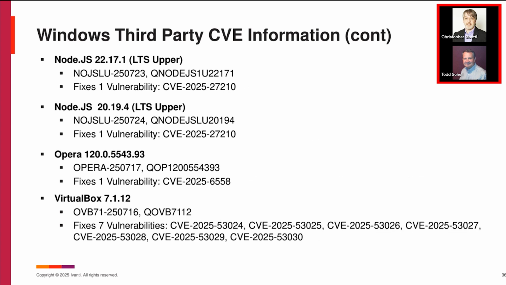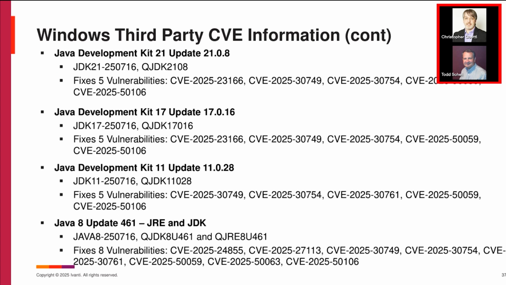And there were 2 updates for the upper version, the LTS upper. We saw an Opera update that addressed 1 vulnerability. A VirtualBox, 7 vulnerabilities this month with a single update in between the Patch Tuesdays. Here we are. Here's the Java updates for the month that came out from Oracle with the specific vulnerabilities.